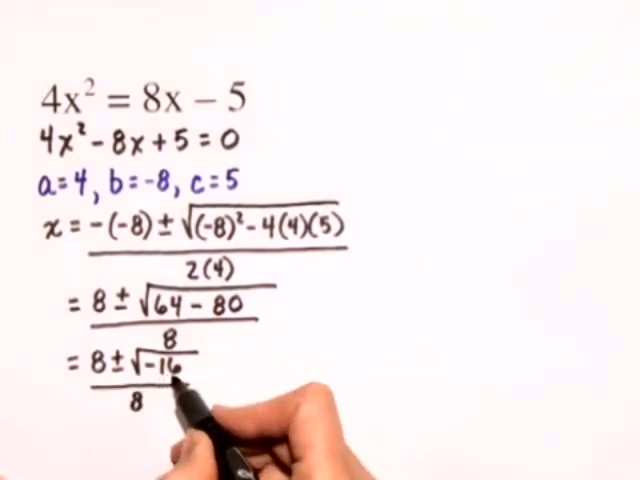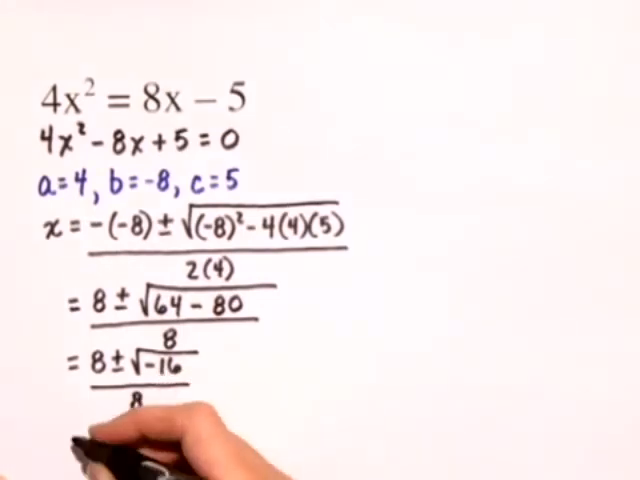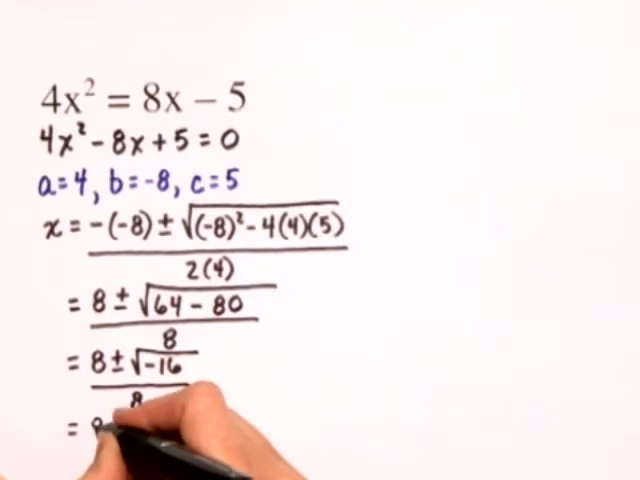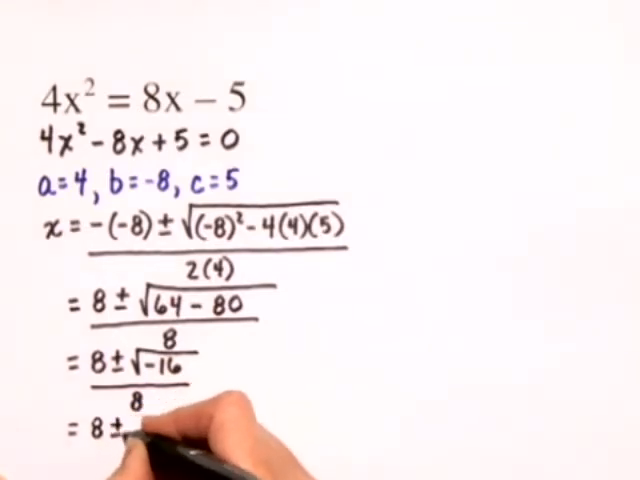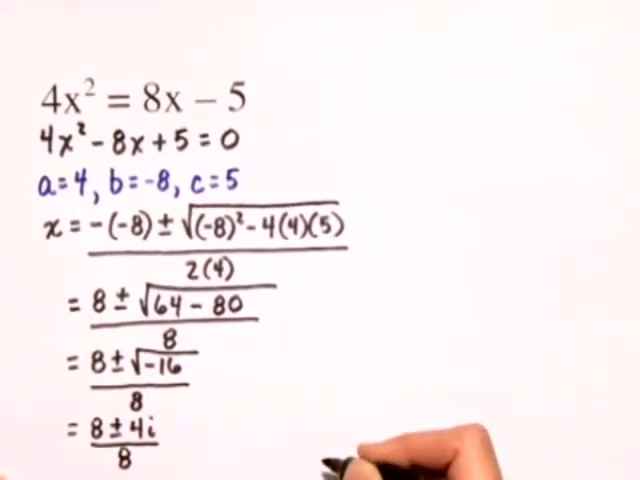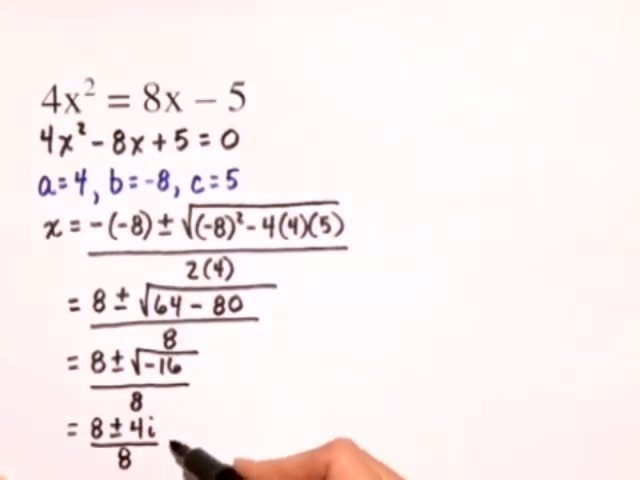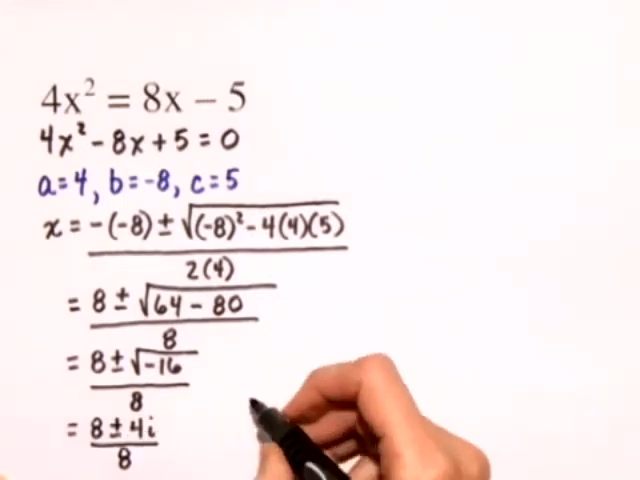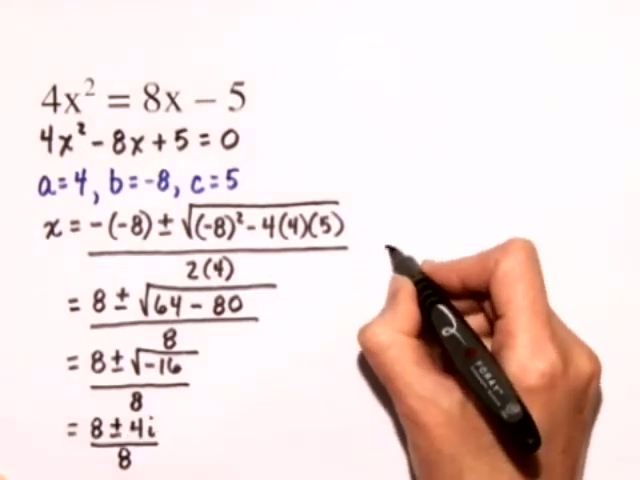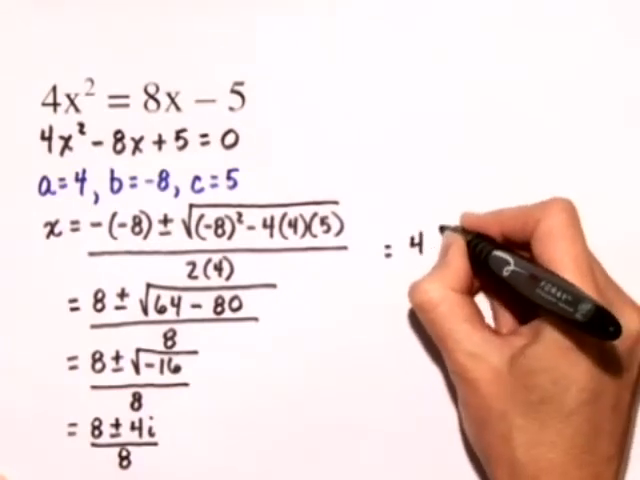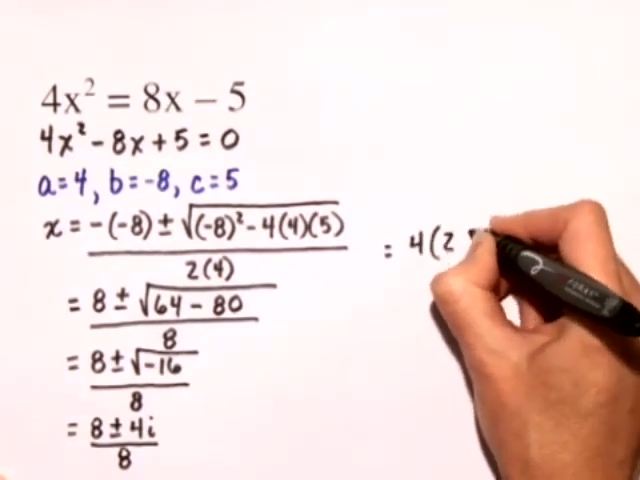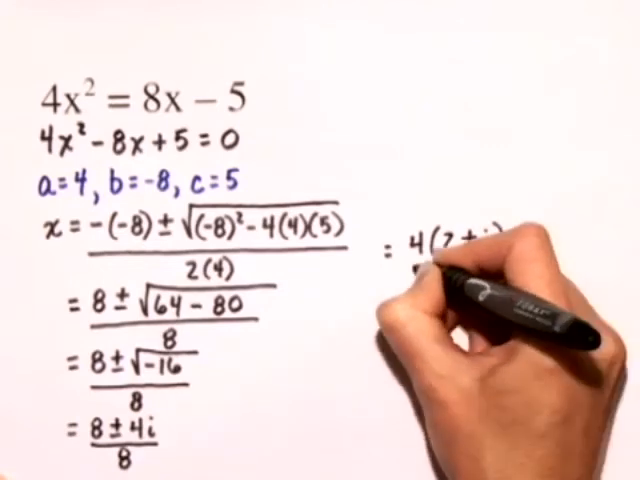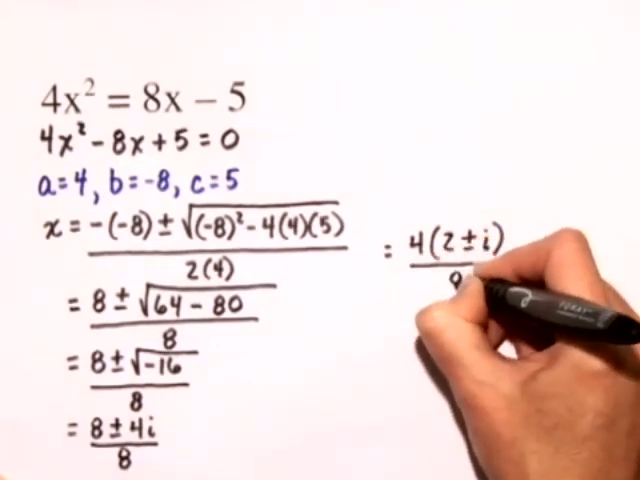The square root of negative 16 is an imaginary number. It's 4i. So we really have 8 plus or minus 4i all over 8. Now, we need to simplify these complex roots. So 8 plus or minus 4i has a common factor of 4. So let's factor out a 4, and we'll have 2 plus or minus i all over 8.